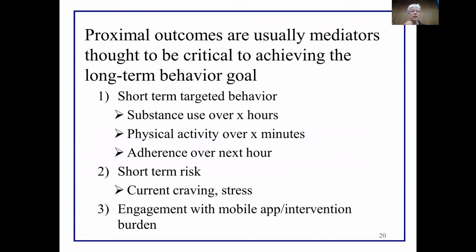I included this slide to indicate that. So in HeartSteps, it's like the first item, short-term targeted behavior. But often the proximal outcome is thought to be a mediator in a causal chain. So for example, if we're trying to help you quit smoking, we might have the intervention component that targets stress. And then the short-term proximal outcome might be reduction in stress or prevention of near-time stress. If it's an engagement intervention, it might be engagement with the mobile app.